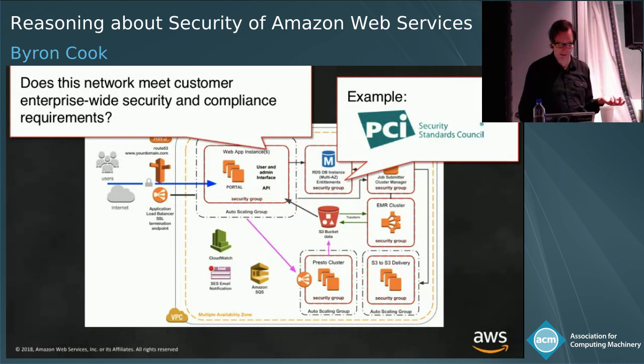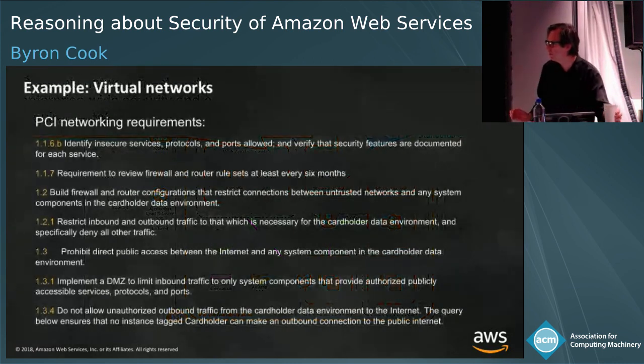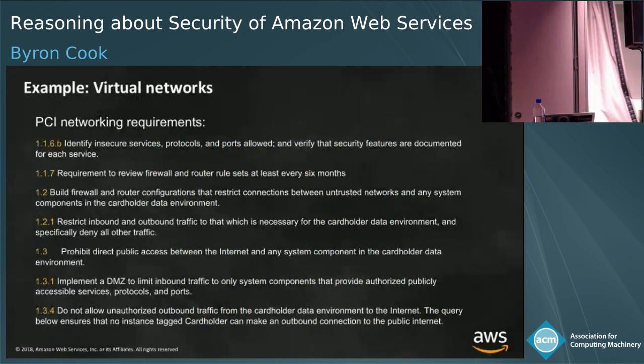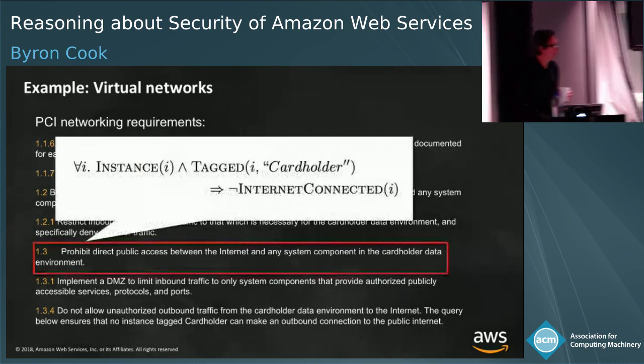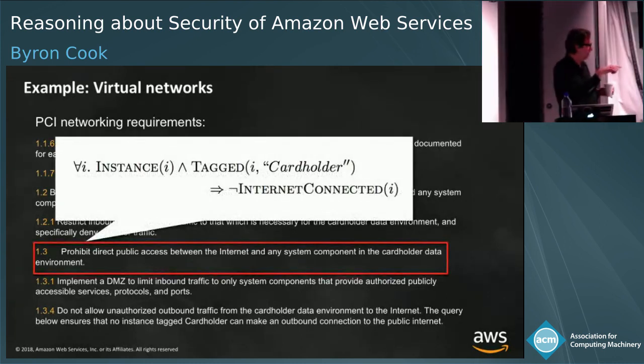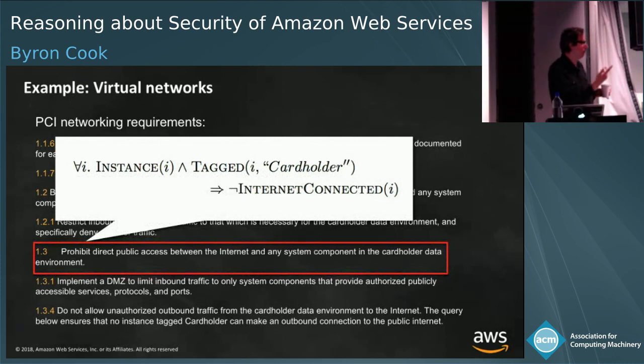For example, for PCI. So here, for example, is some of the rules for PCI. PCI is, if you handle credit card data, you want to be PCI compliant to protect you from lawsuits. And it turns out a lot of these you can encode in logic. So here, for example, for all machines, if it's tagged cardholder, then you don't want it to be connected directly to the internet. That's a rule that PCI says. This is how you set up your infrastructure. And if you're not set up like this, and then you're hacked, then you're not protected legally by the compliance.